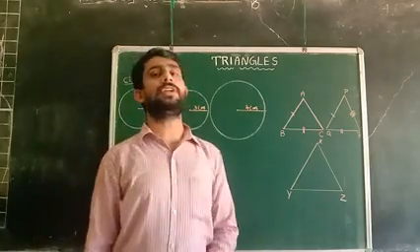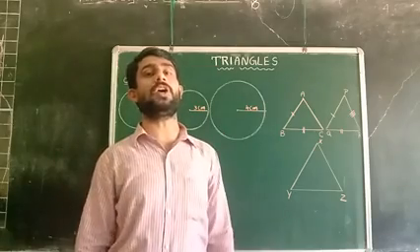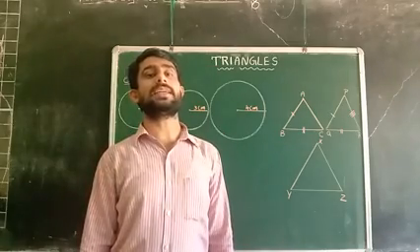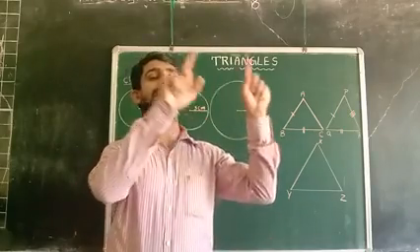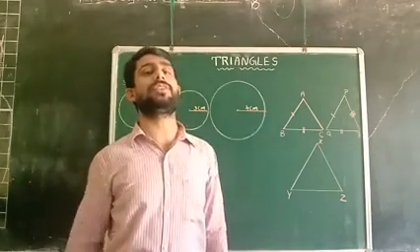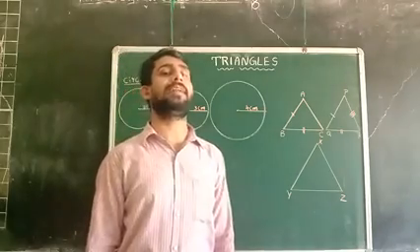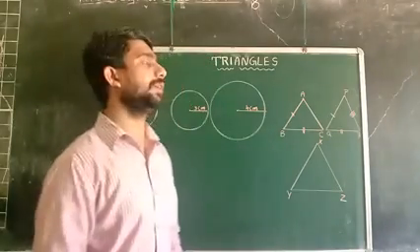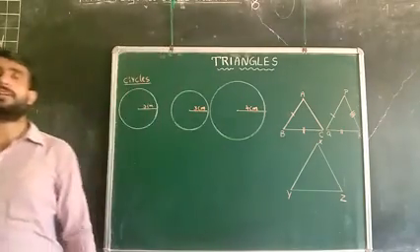Now, if two squares are said to be congruent, then all the sides must be same. If the sides of the first square are equal to the sides of the second square, then we call it congruent squares. Now, in this chapter, you are going to study about the triangles.